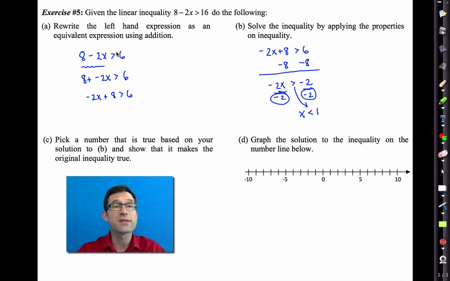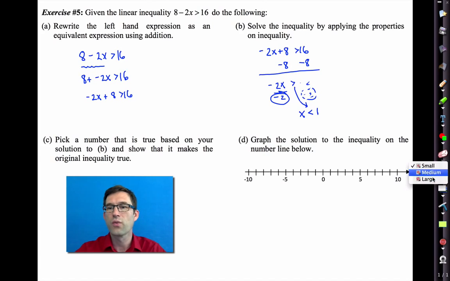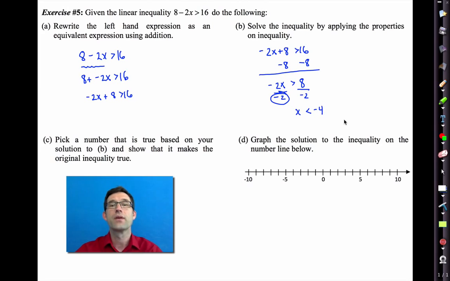So let's correct that mistake. Let's put a 1 in here, and a 1 in here, and a 1 in here to make that 16. Sorry about that. Make that 16. Now I need some eraser going on here. Whoops. I think my eraser is way too small. Much better. Great. So now we have 16 minus 8. And now we will have x is less than negative 4. Okay. There we go. Back up to speed.